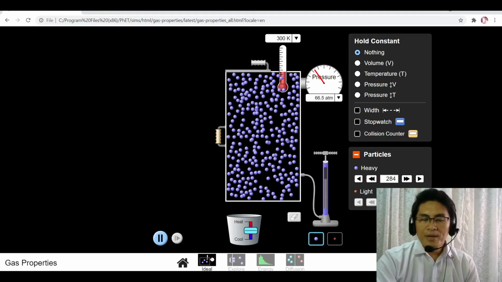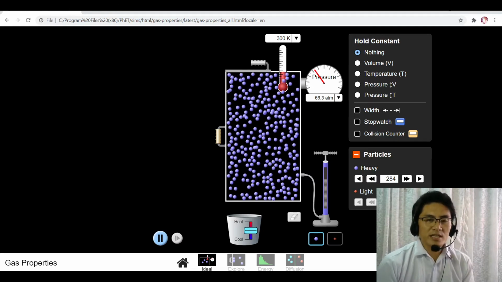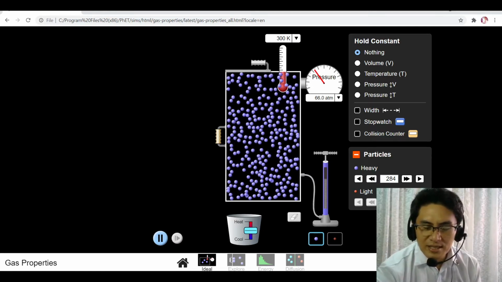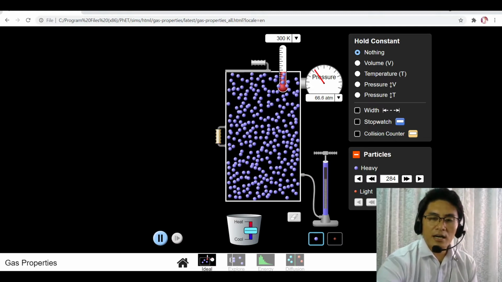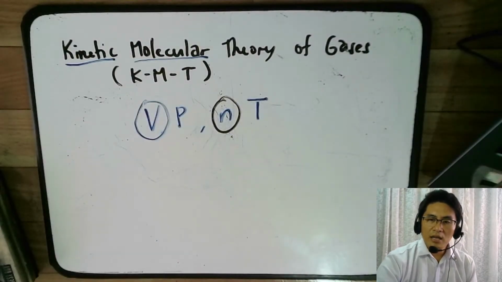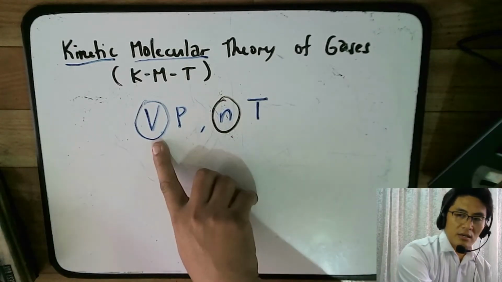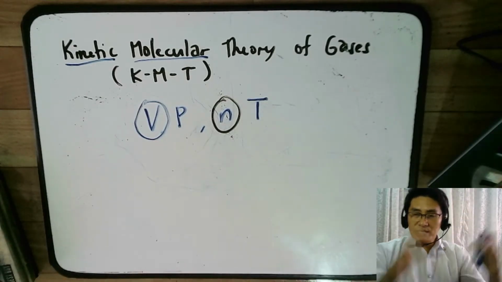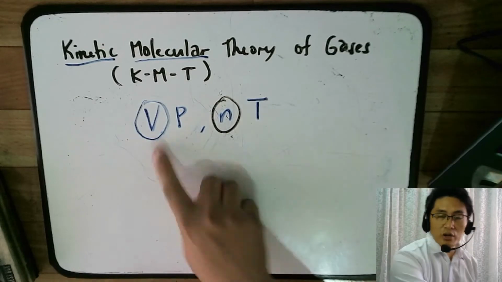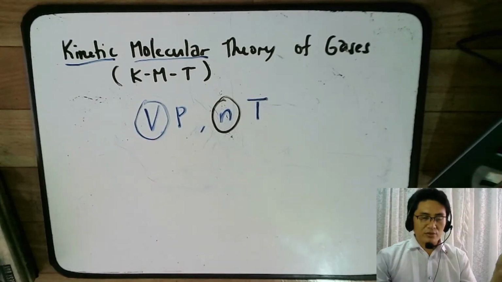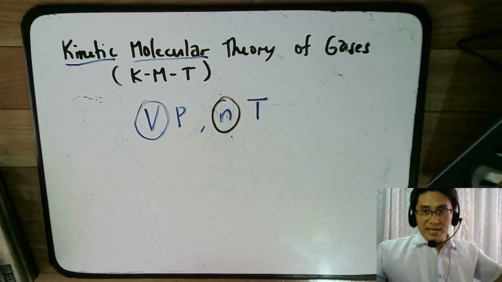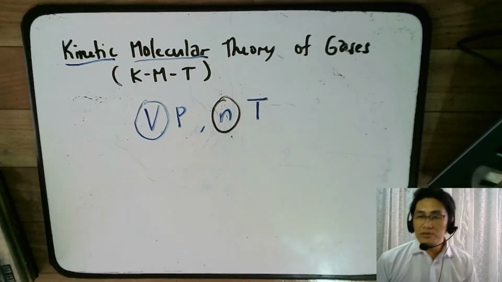So volume is simple in the sense that it's really just the space inside the container. If the space inside the container is 2 liters, the volume of the gas is 2 liters. If the space inside the container is 10 liters, because maybe you increased it, the volume of the gas is also 10 liters. So it's as simple as that.